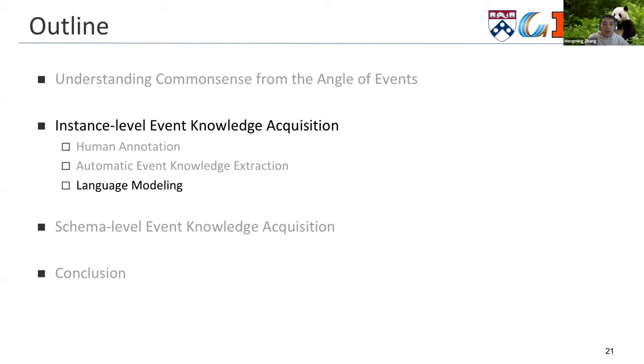Okay, so in the last part of the instance level event knowledge acquisition, I would then introduce several works focusing on language modeling. So recently, the most important breakthrough in the NLP community is really the pre-trained language models. With the help of deep models and the large-scale pre-training corpus, the language models managed to memorize rich knowledge, and common sense knowledge, or even event knowledge, is not an exception here. So basically, one natural question is how can we mine such knowledge out of these language models?